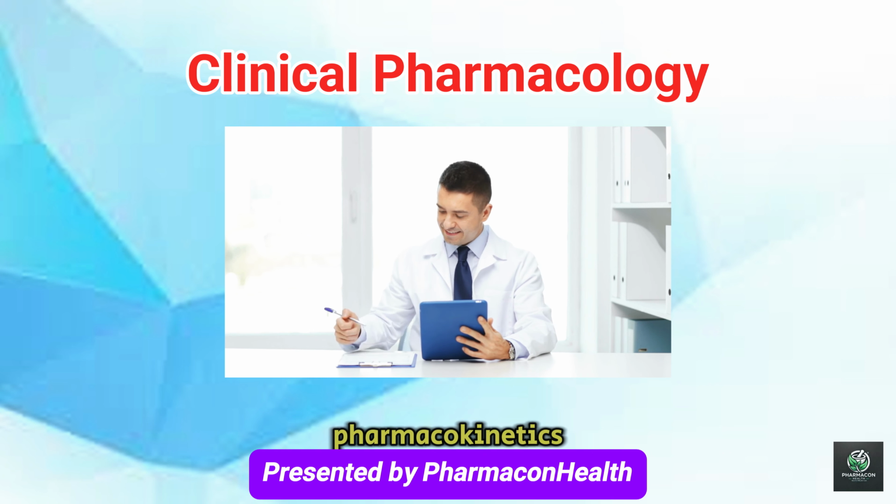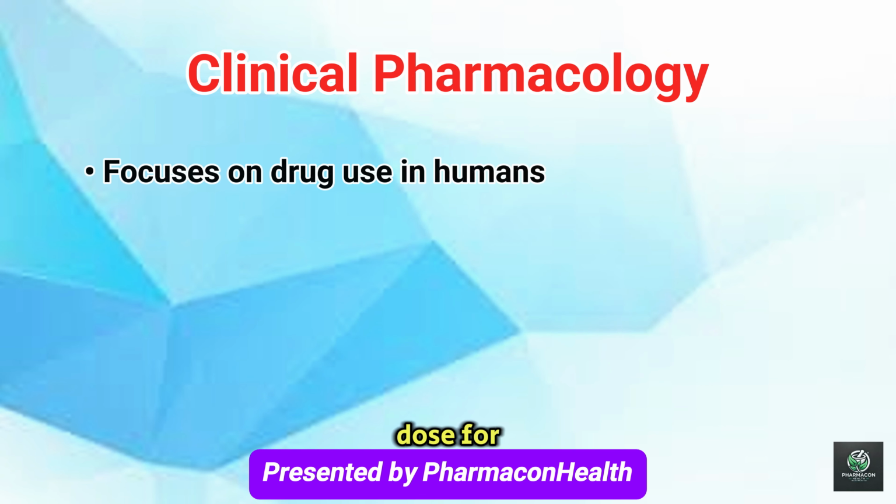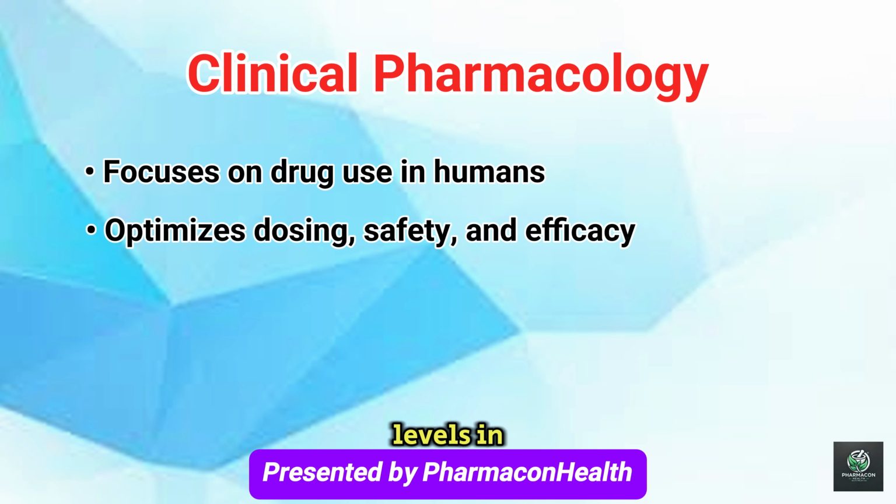It includes pharmacokinetics, which is how the body handles the drug, and pharmacodynamics, which is how the drug affects the body. The main goal is to find the right dose for each patient, enough to help but not enough to cause harm. This depends on factors like age, weight, organ function, genetics, and other medicines. Clinical pharmacologists also do therapeutic drug monitoring. This means checking drug levels in the blood to keep them safe and effective. It helps suggest doses when a patient's condition or response changes.